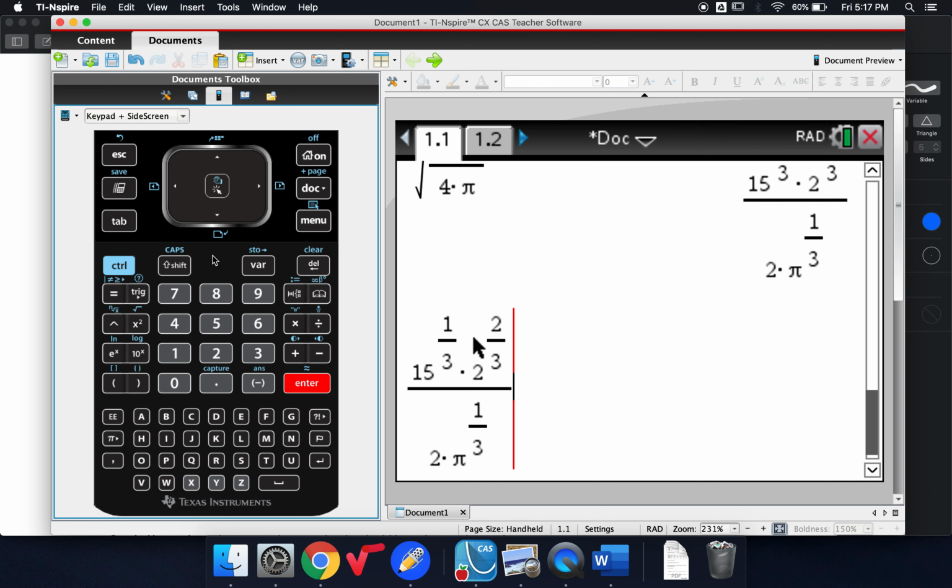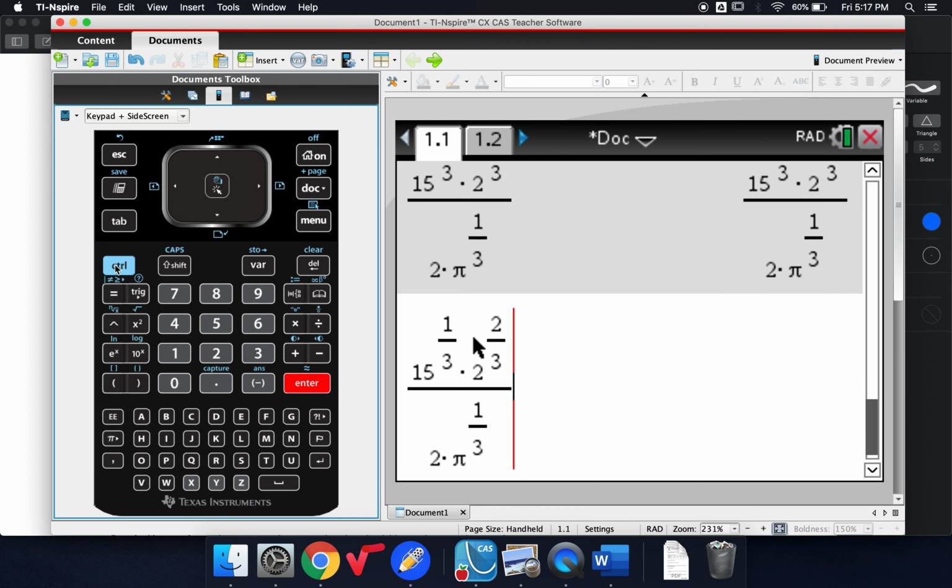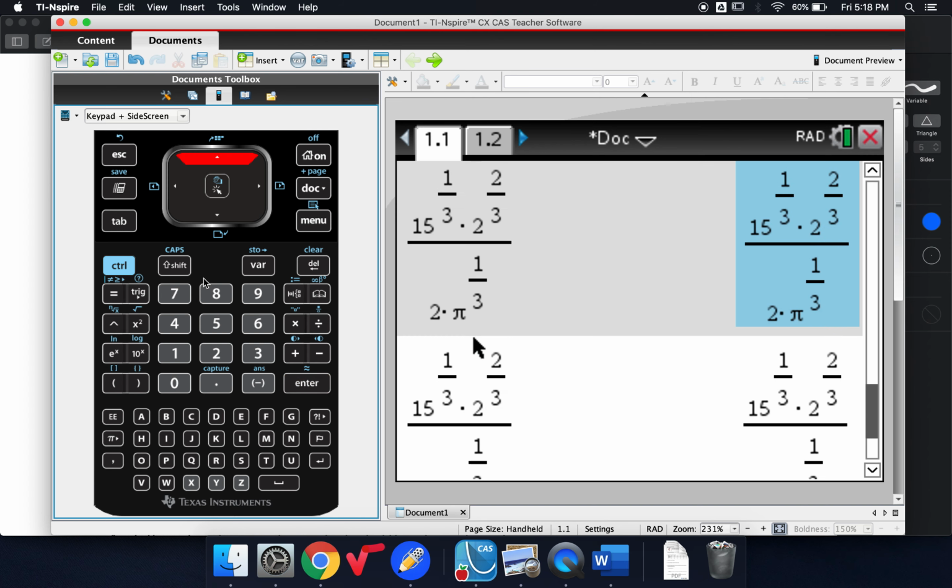And last one, let's go up and do that and Control Enter. Ah, goodness gracious. Love it.